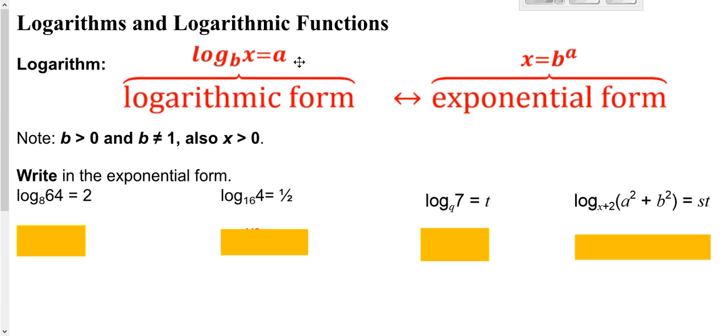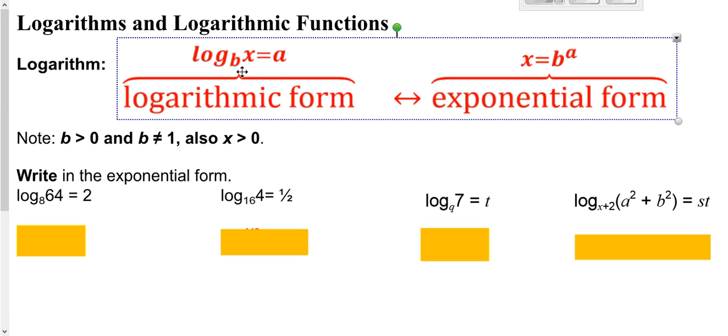Now, in general, the definition of a logarithm is given to you right here. If you have x equaling b to the a, with b being your base, and a being your exponent, this is the exponential form. It's identical in meaning to your logarithmic form over here, which is log base b, the same b that we had over here, of x equals a, which was your exponent.